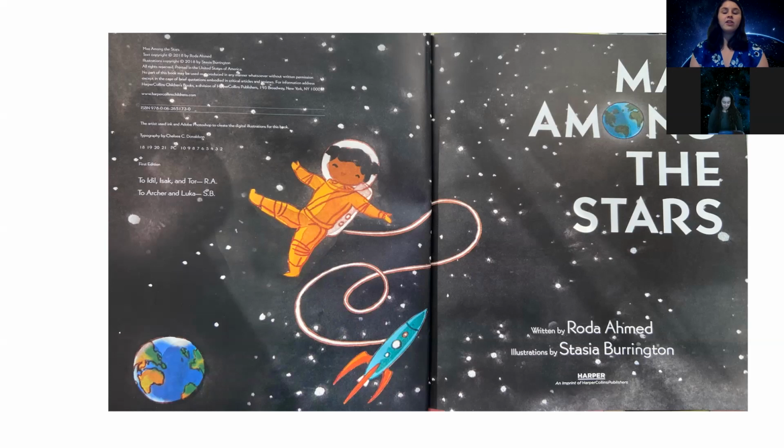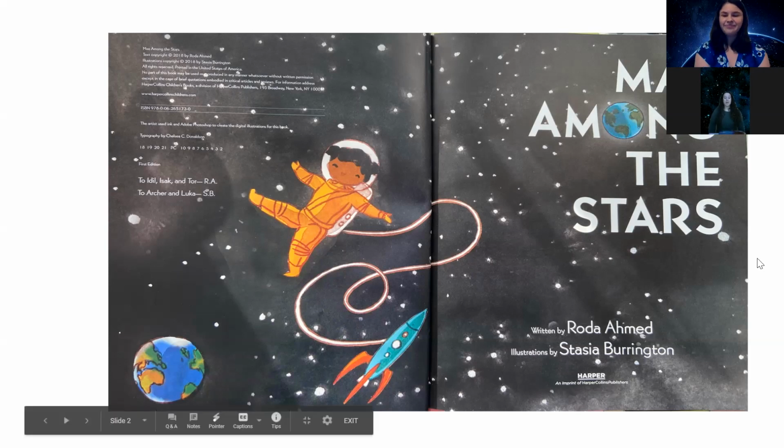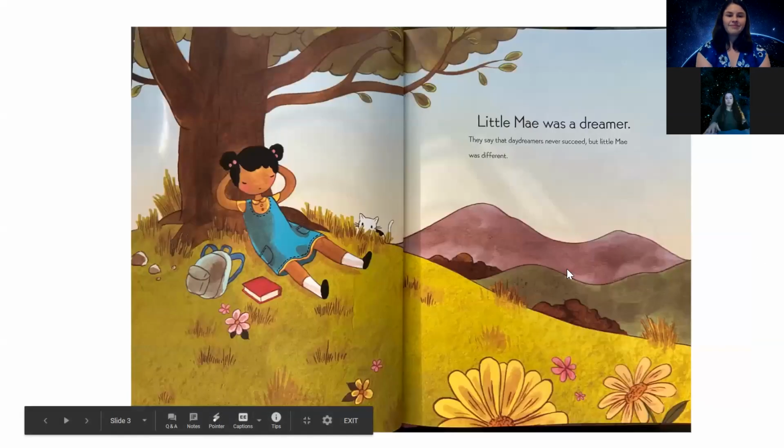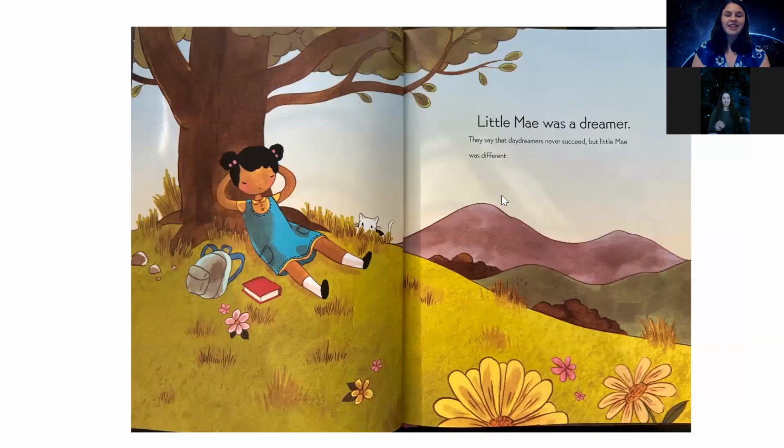And then here it says the illustrations are by Stacia Burrington. If the illustrations are by Stacia Burrington, who is Stacia Burrington? What does she do in the book, for the book? So I know that illustrated means that they draw. So if she's illustrated the pictures, then I think that means she's the illustrator. Excellent. Yes, Stacia Burrington is our illustrator. Awesome. We're going to begin our story now. Again, it's called Mae Among the Stars.